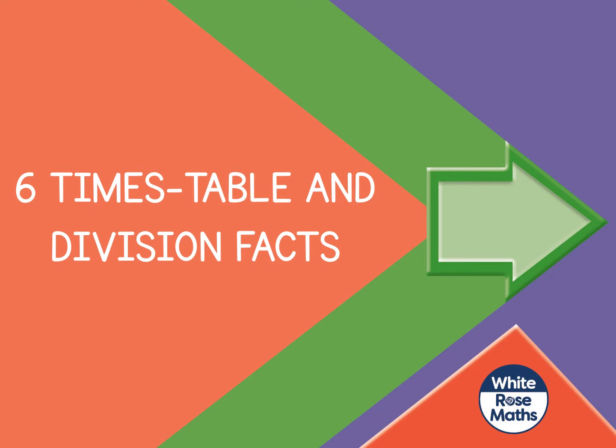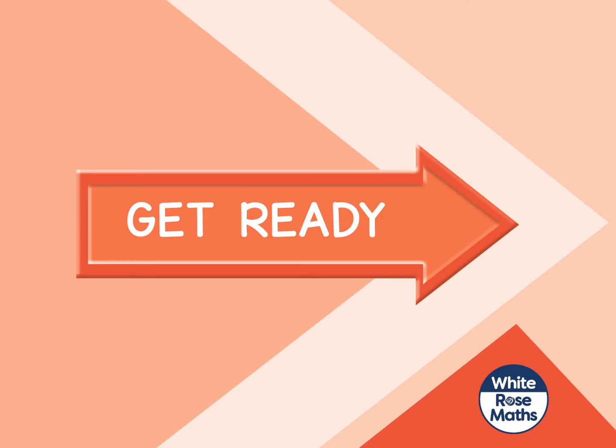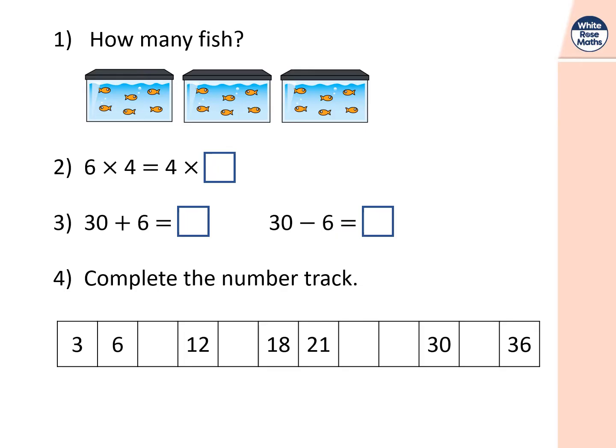Okay, so today you're going to do the 6 times tables and division facts. Okay, so look at number 1. We're going to work out how many fish there are. So we have a look how many tanks there are.